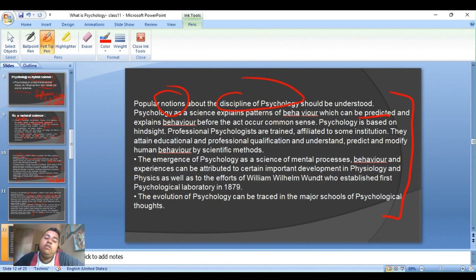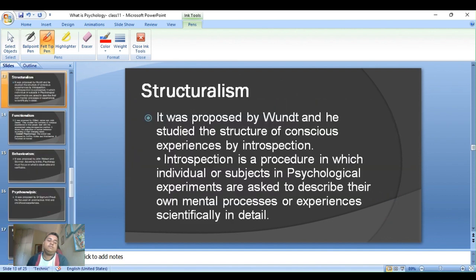The emergence of psychology as a science of mental processes, behavior, and experience can be attributed to certain important developments in physiology and physics, as well as the efforts of William Wundt, who established the first psychological laboratory in 1879. मतलब विलियम वुंड ने क्या किया था, established psychological laboratory in 1879. The evolution of psychology can be traced in the major schools of psychological thought.